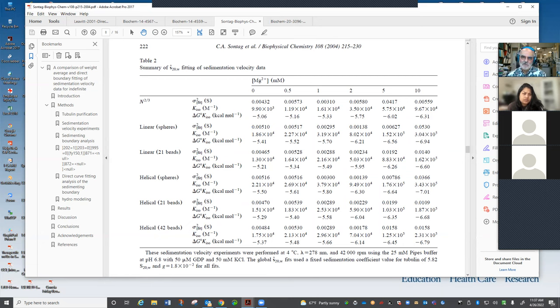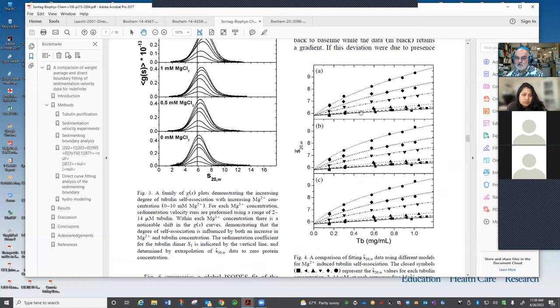You can see that you get similar answers. So if you just went to 10 mgs per mil, you get a dimerization or an indefinite polymerization constant with a free energy of minus 6.31, 6.94, 6.6, 7.1, 6.68, 6.9. So they're similar. So within error, you're doing a reasonable job, but you're not necessarily doing any one model might be better. We think that we prefer the 42 bead model over the 21 bead model. We think for structural reasons, these are the best fits, but all of them do a pretty good job of fitting the data. And you can see that from comparing one panel to another.